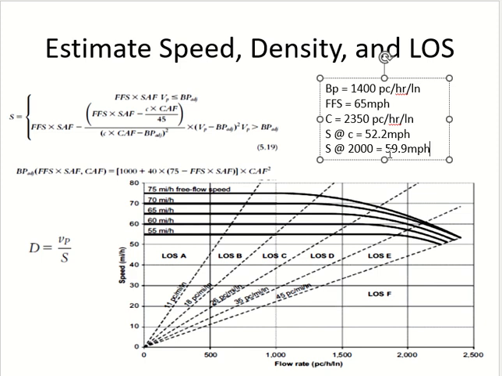So on these curves, you see these lines, right? Which line do I want? The level of service D, right? So I want this line. I want to see where this line will intersect my curve. So this line has a density of 35. Density equals what? Vp over S, right?